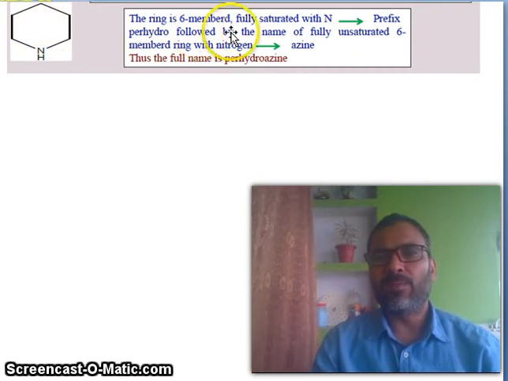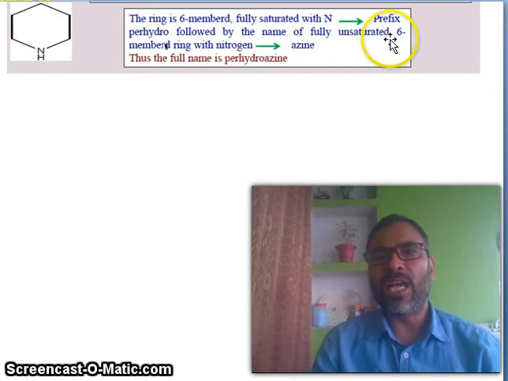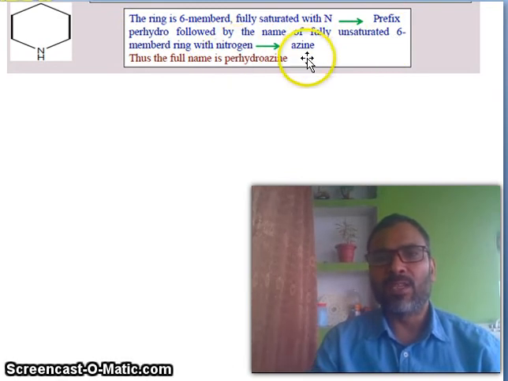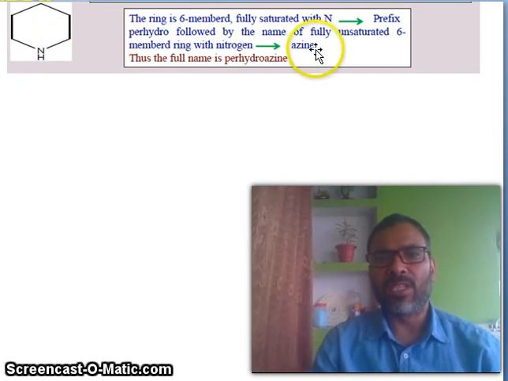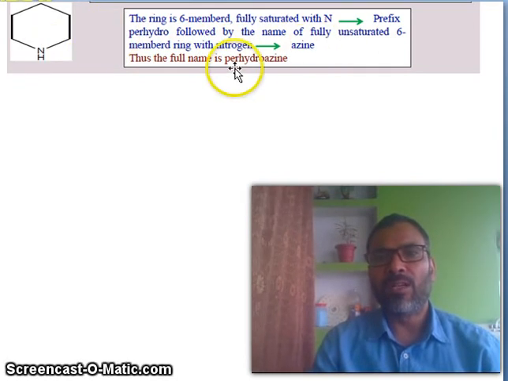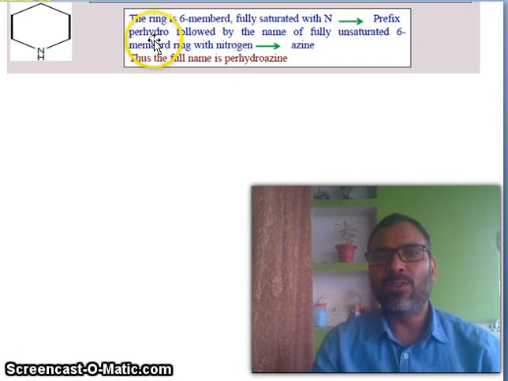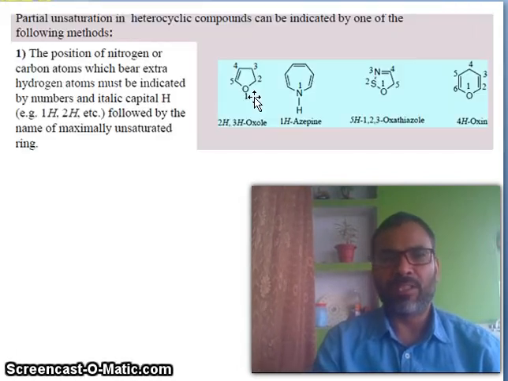So the ring is 6-member, fully saturated with nitrogen, so the prefix is perhydro. What will you do? Perhydro, followed by the name of the fully unsaturated 6-member ring with nitrogen: azine, because INE is for 6 and AZA is for nitrogen, azine. Then combined together, perhydroazine. What is the nomenclature of this compound? Perhydroazine. Did you understand? Okay.